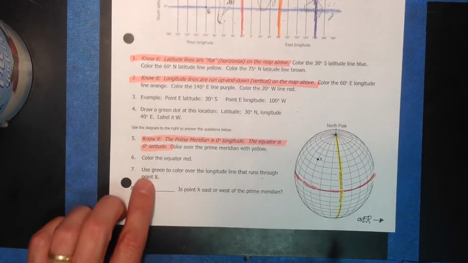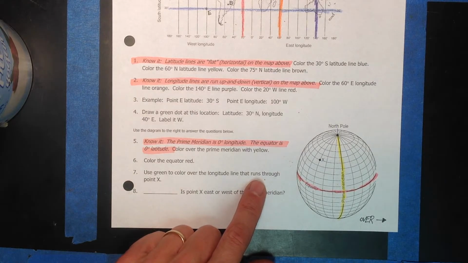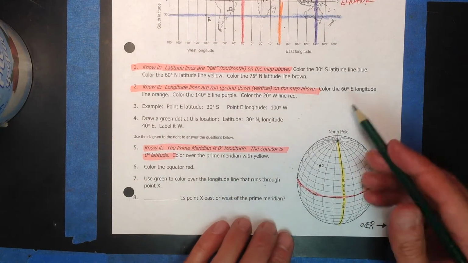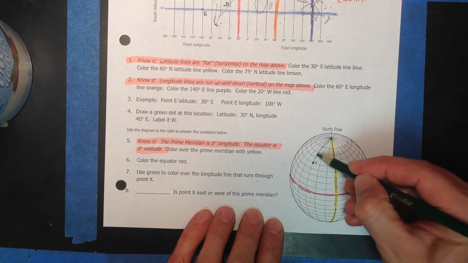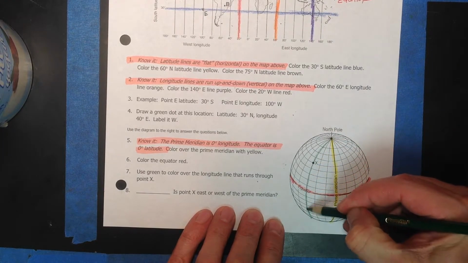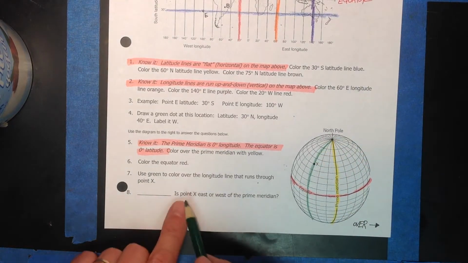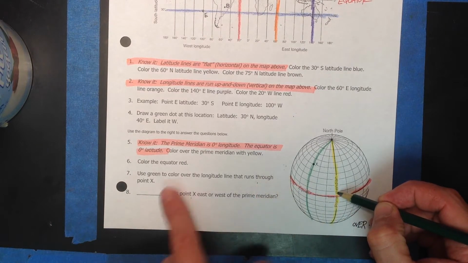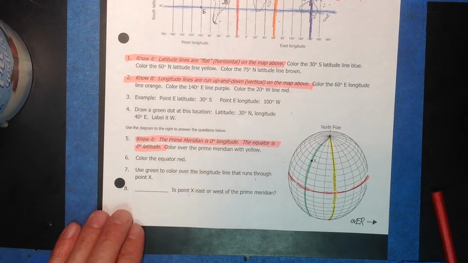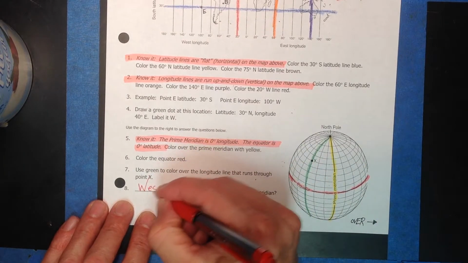Seven, you use green to color over the longitude line that runs through point X. Green, so this is the line of longitude that goes to X, is that one. And is point X east or west of the prime meridian? Here's the prime meridian. It is in that direction of it. Therefore, it is west of it. So that should be west.